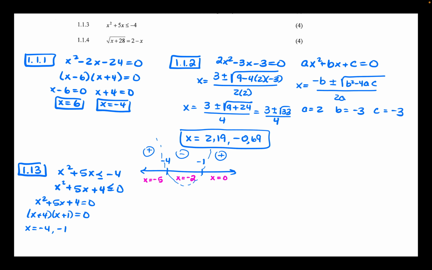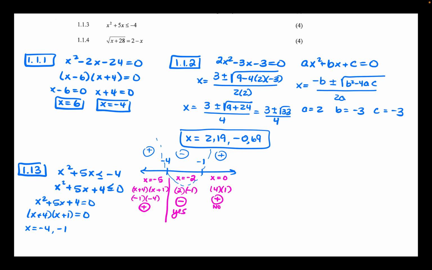So I plug in negative 5 into this expression and see if it's positive or negative. I get negative 1 times negative 4, which is certainly going to be a positive number. That does not solve the inequality. If I plug in negative 2, I get 2 and negative 1, and that's a negative number, and yes, that solves our inequality. Then I plug in 0, I get 4 times 1, which is positive, so that does not solve the inequality.